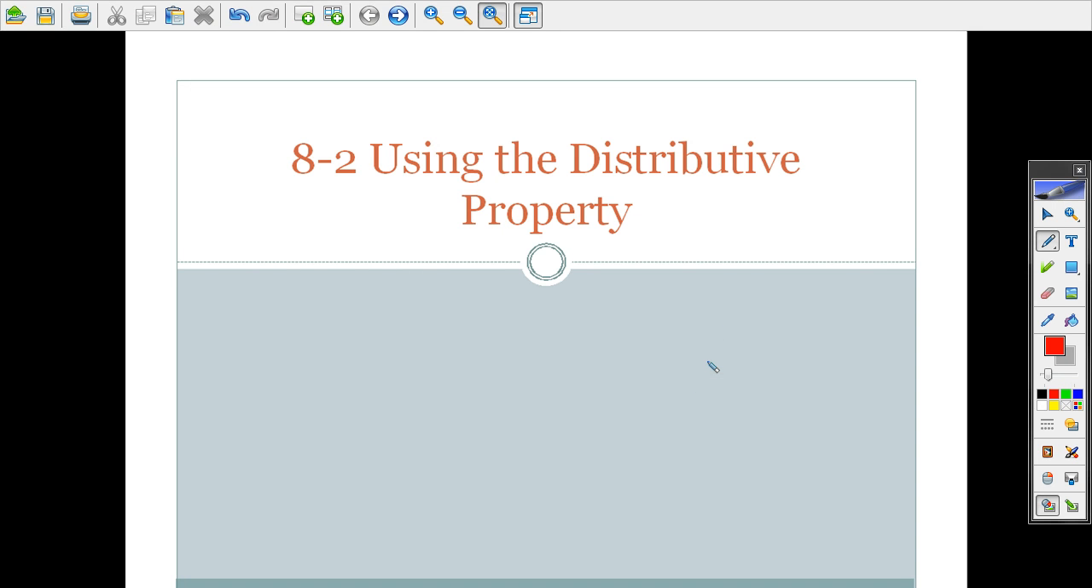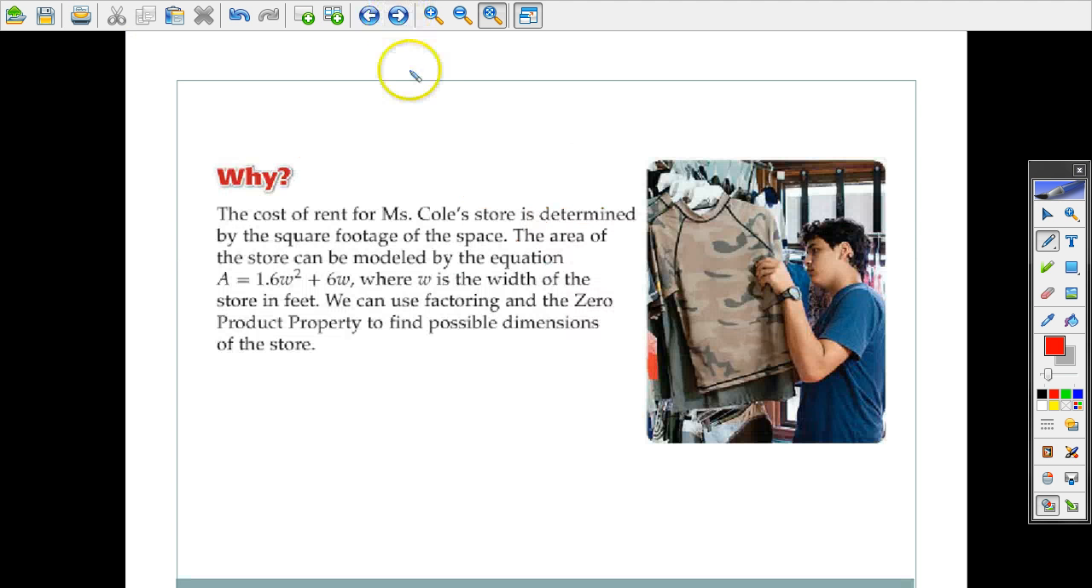This is Chapter 8, Section 2, using the distributive property. Alright, so when do we use this? The cost of rent for Ms. Cole's store is determined by the square footage of space. The area of the store can be modeled by the equation A equals 1.6 W squared plus 6W, where W is the width of the store in feet. We can use factoring and the zero product property to find possible dimensions of the store.